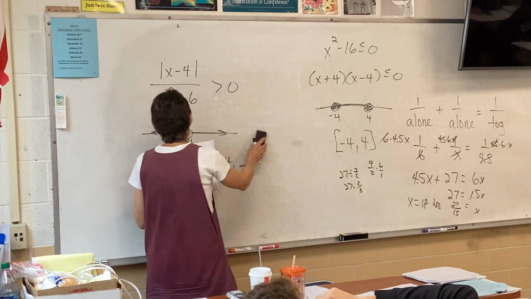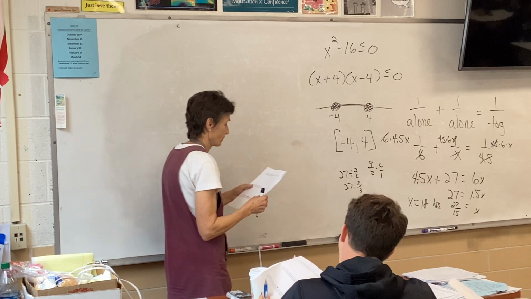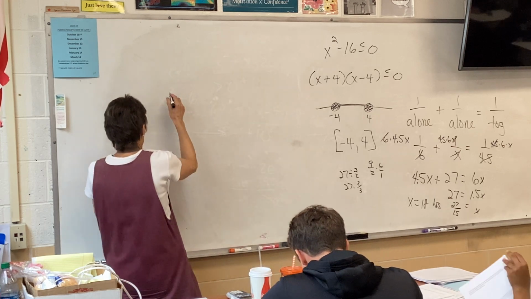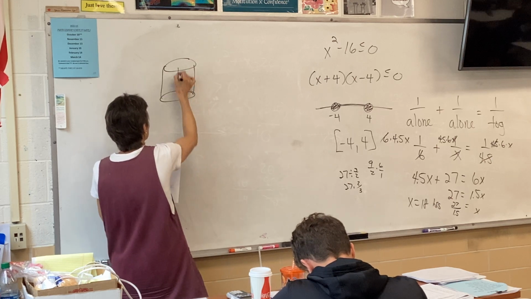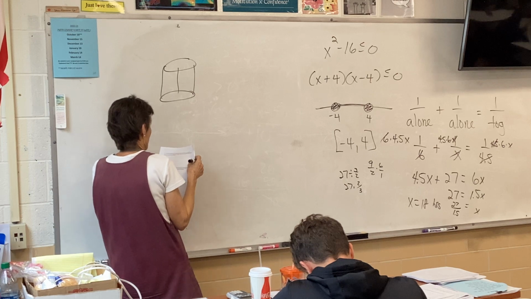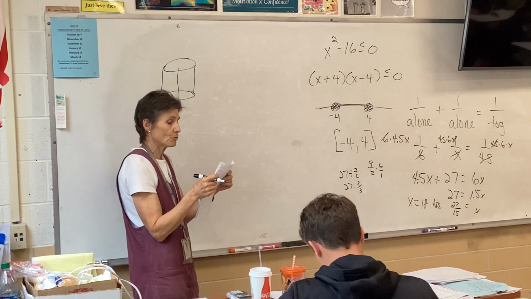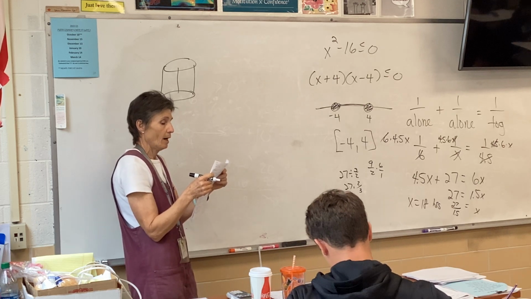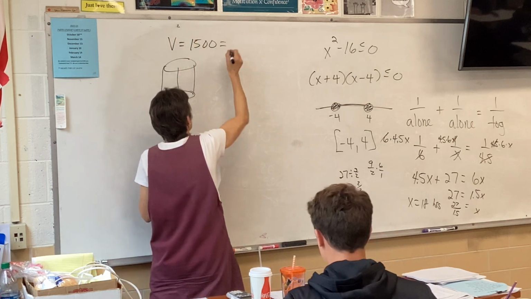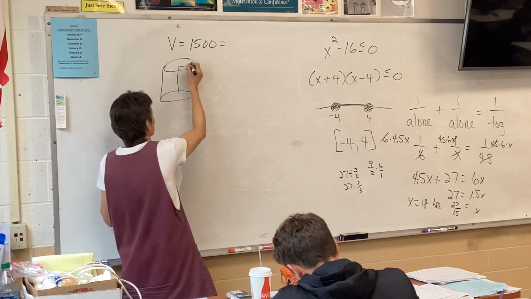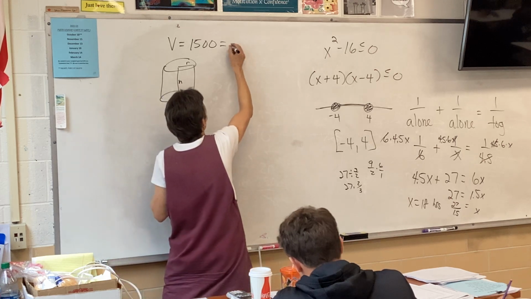All right, let's look at our Beasley Cannery problem. Number 4. All right, so here's the can. The can has to hold 1,500 cubic centimeters of stuff. So the volume has to be 1,500 cubic centimeters. And how do we find the volume of a can? Pi r squared h.